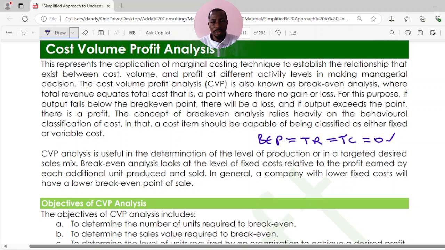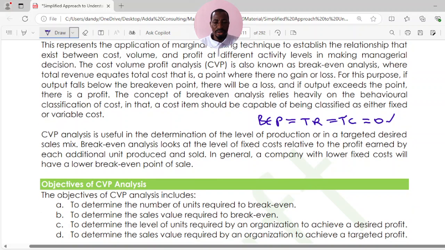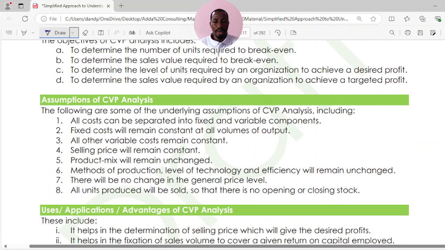Like I mentioned, what is important is that the fixed cost, variable cost, and selling price will remain constant and will not change, because once any of those change, then you need to calculate another break-even. So our bottom line is that all those variables will remain constant. Those are some of the underlying assumptions of break-even analysis. You can just go through this to have a better understanding.